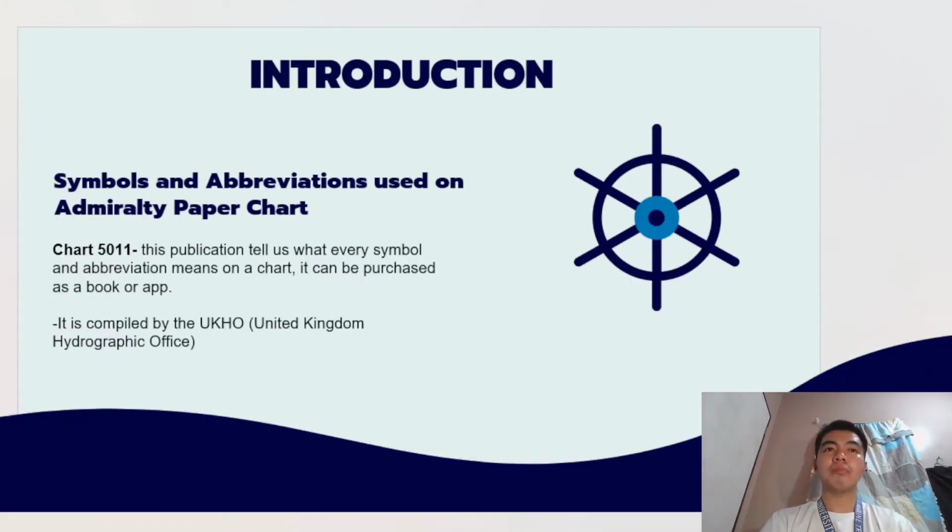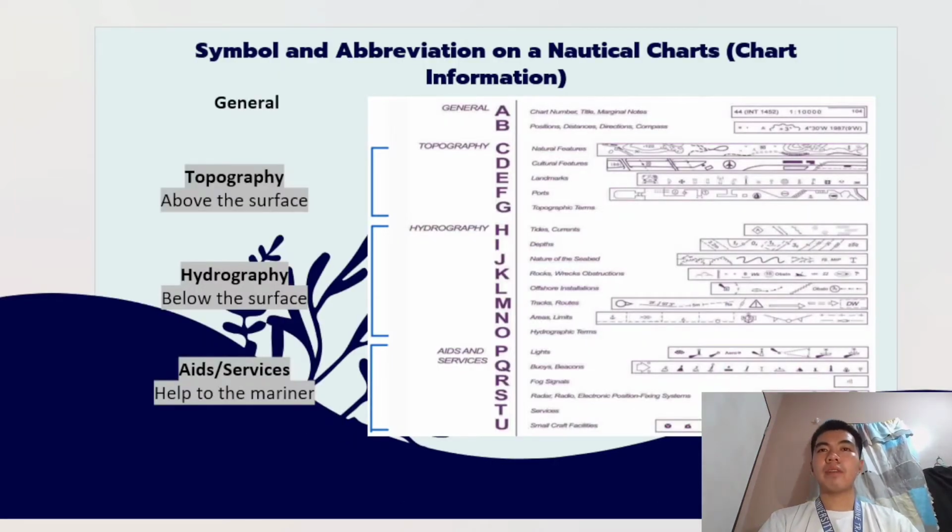So, introduction. Symbols and abbreviations used in Admiralty paper charts. Chart 5011, these publications tell us what every symbol and abbreviation means on a chart. It can be purchased as a book or app, and it is compiled by the UKHO, or the United Kingdom Hydrographic Office. We have here a set of examples of the symbols and abbreviations on a nautical chart.